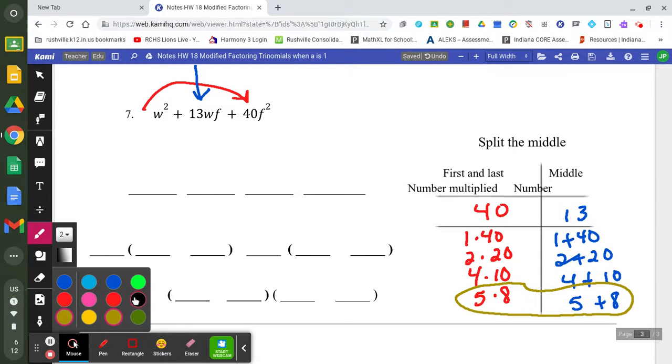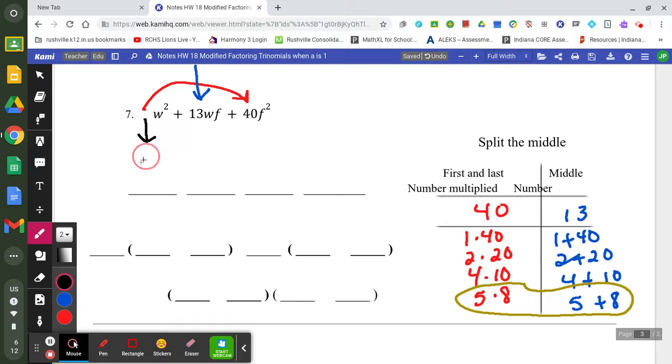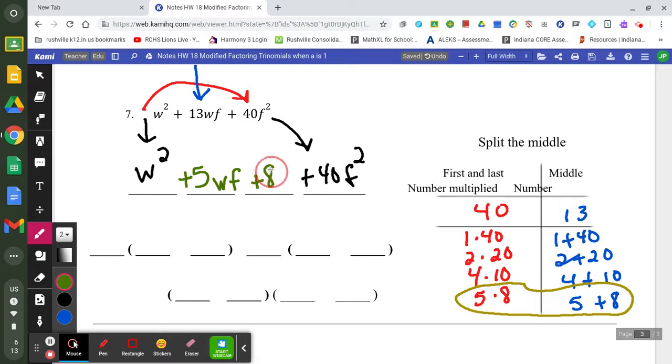So my first term is W squared. My last term is plus 40F squared. My middle terms, so plus 5, and remember my variables need to be the same as the middle numbers. So 5WF plus 8WF.